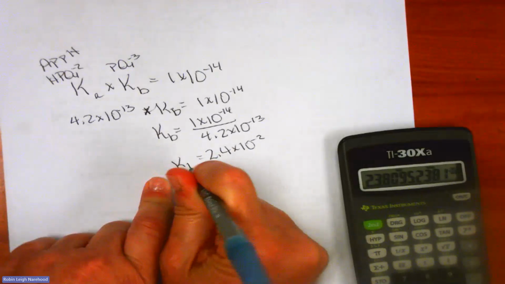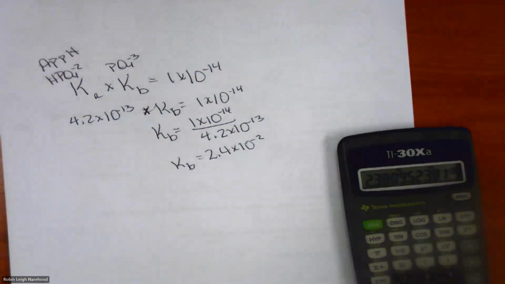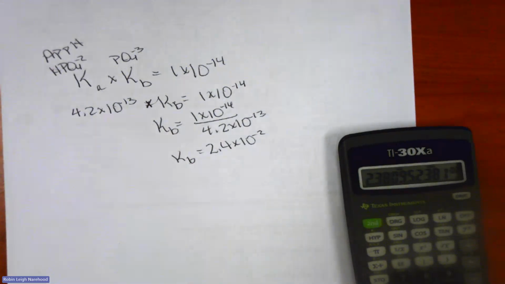This is not the equilibrium expression. This is just the constant. This is one side of the expression. The other side is the x times x over the initial concentration minus x. So this is the constant that we have to use.